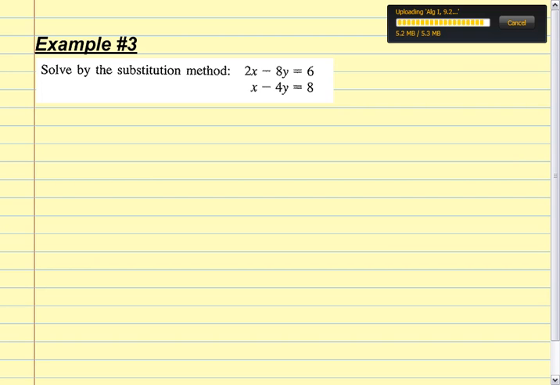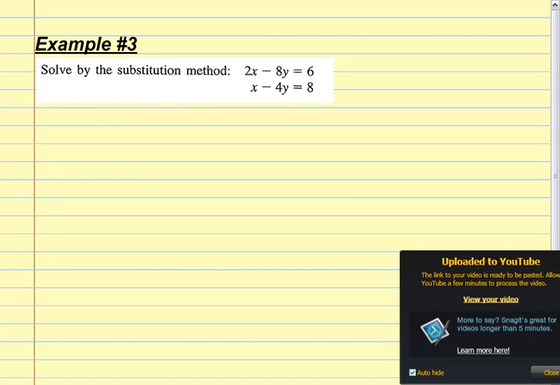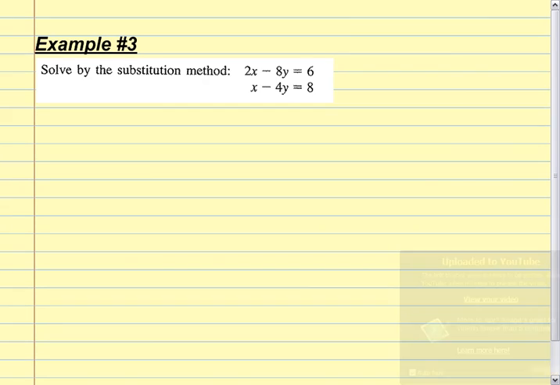Okay, folks, example number 3. Man, I love this stuff. It's just a little puzzle, just finding out which x and y solve both of them. And this is so much easier than the graphing method.